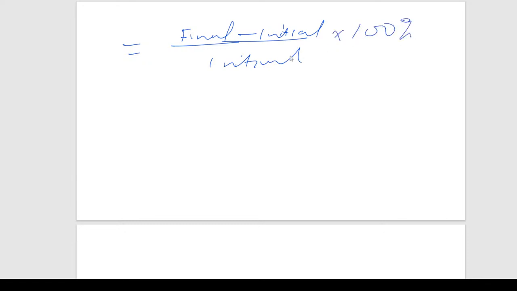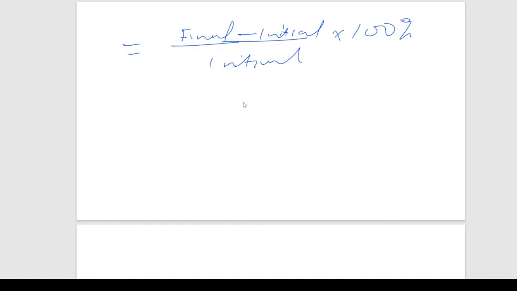percentage decrease, percentage increase. When we talk about percentage increase and percentage decrease, what does it mean? It means the formula is always the same. You have to find the final minus the initial, divided by initial, times 100, because it's a percentage. You cannot go to the paper without these things.